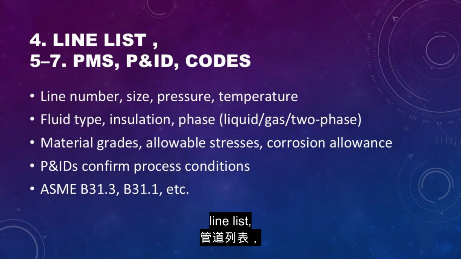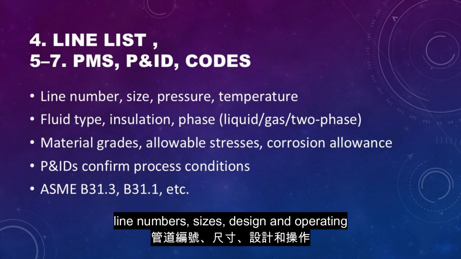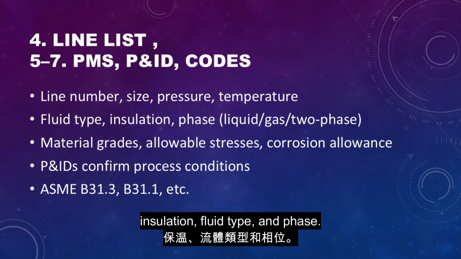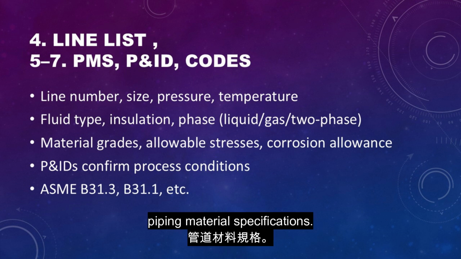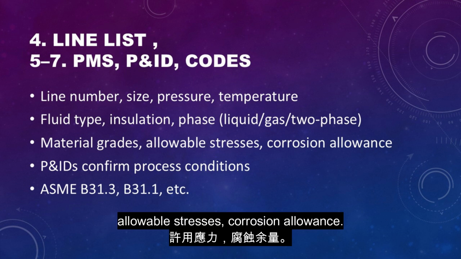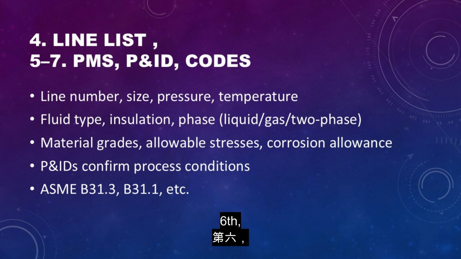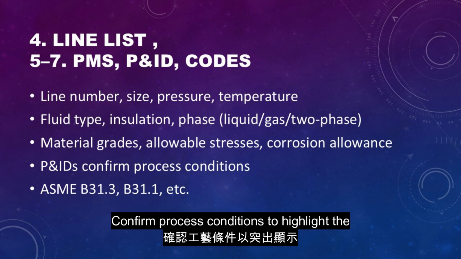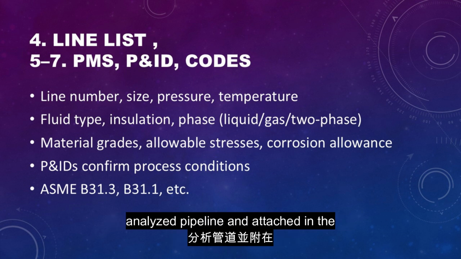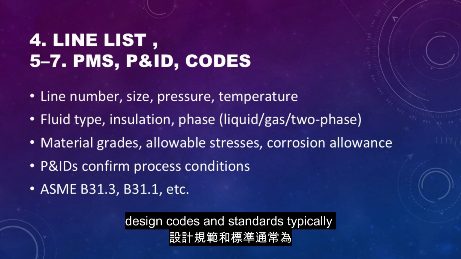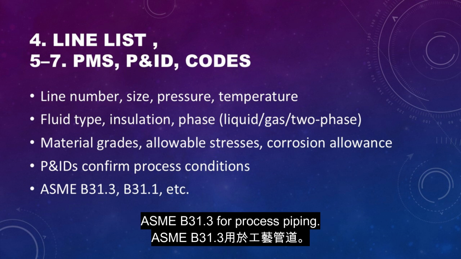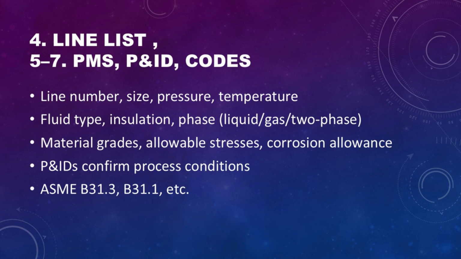4th, line list, line numbers, sizes, design and operating pressures and temperatures, insulation, fluid type and phase, liquid, gas, or two-phase flow. 5. Piping material specifications, material grades, allowable stresses, corrosion allowance. 6th, P&IDs, confirm process conditions to highlight the analyzed pipeline and attached in the stress report. 7. Design codes and standards, typically ASME B31.3 for process piping, B31.1 power piping, etc.